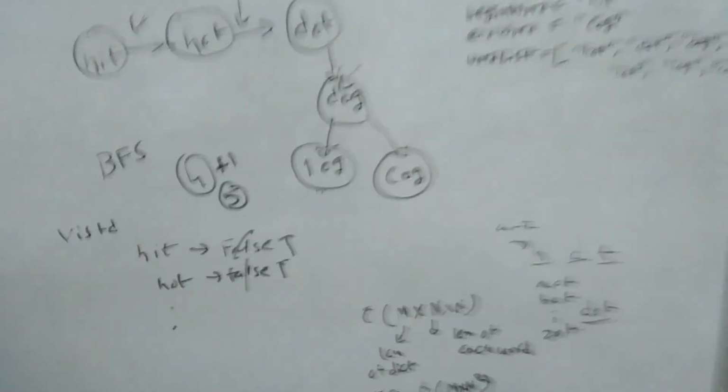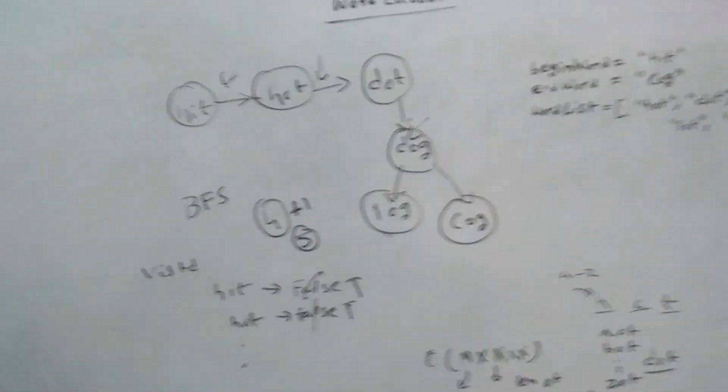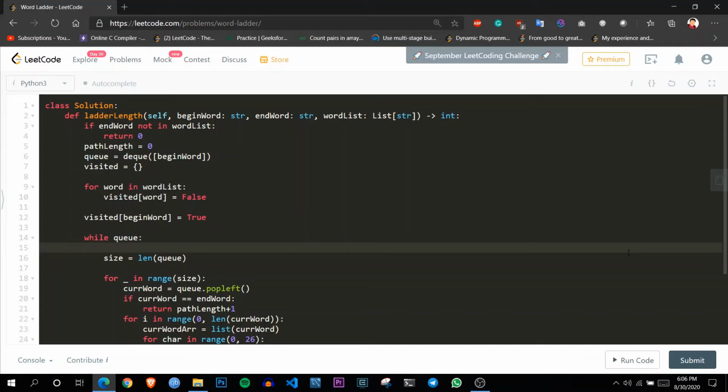Now let's go to the code editor and see how we can implement this solution. The code of this problem is a little bit longer, so I have already written it down and I will explain each line and what it is doing. First of all, we check if the end word is present in the word list or not. If it's not present, that means there cannot be a path from the begin word to the end word, because the ending point itself is not present. So we simply return 0. Or else we initialize a variable called path length, and we take a queue for BFS and a visited hash map.